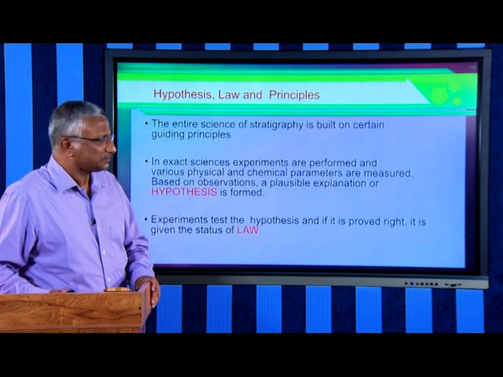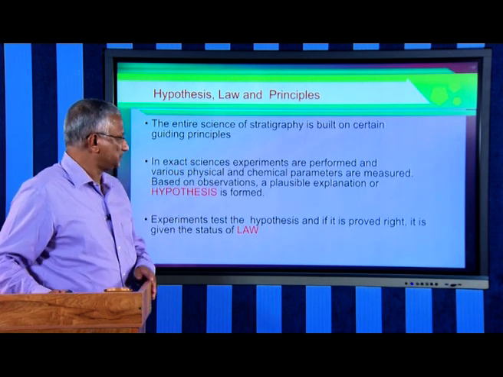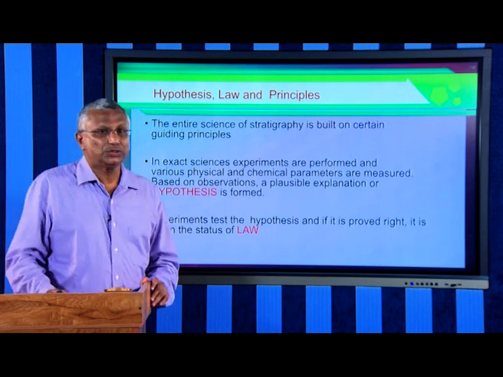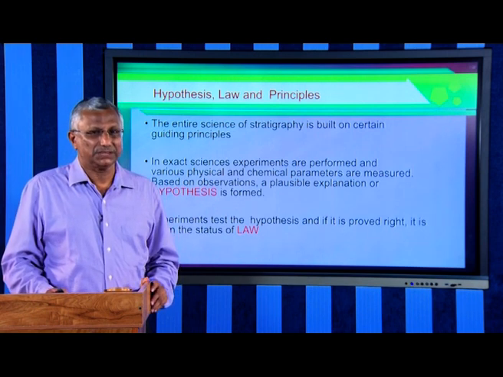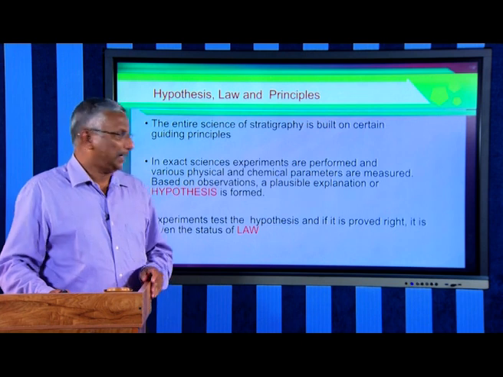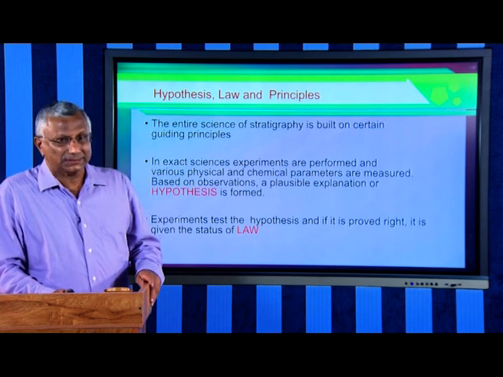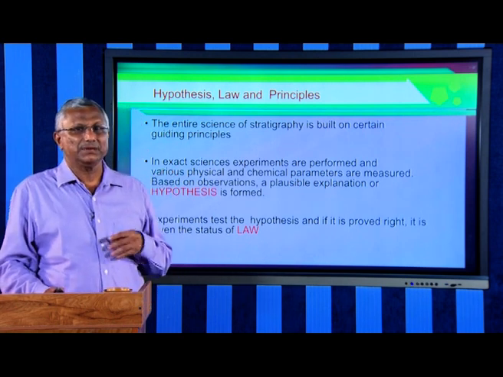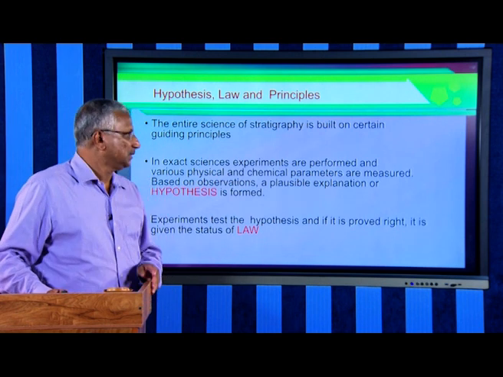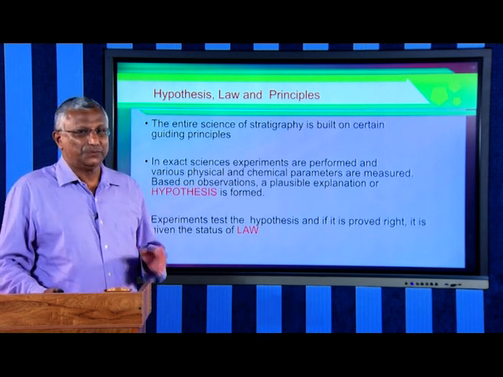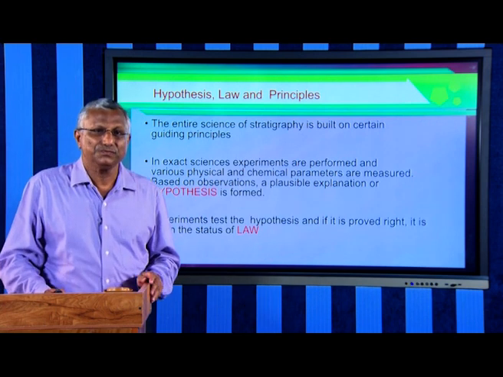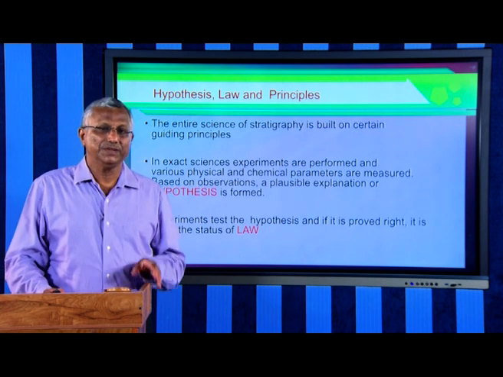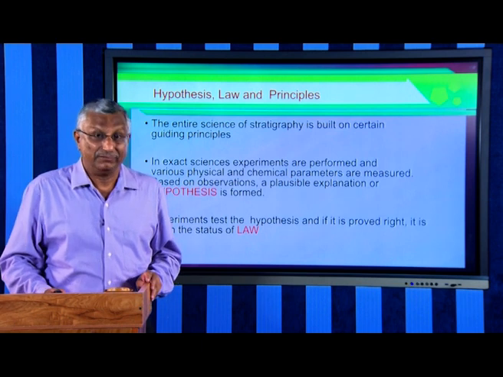Here you find that a number of aspects have to be discussed. We have to know the difference among the terms hypothesis, law and principles. What is a hypothesis? In exact sciences, experiments are performed and the various physical and chemical parameters are measured, and using these observations we give an explanation which is called a hypothesis. So, based on experiments and observations, a hypothesis is arrived at.